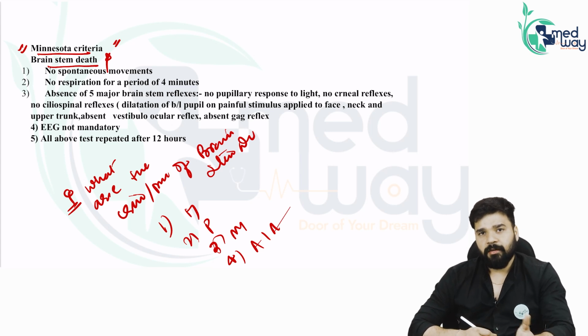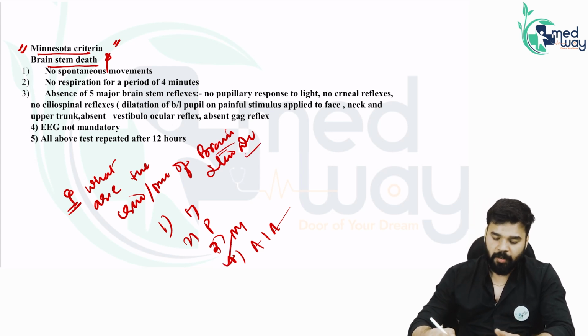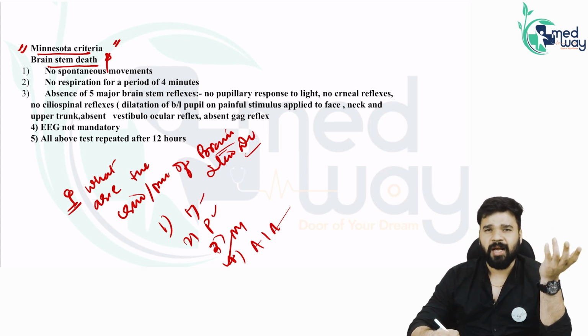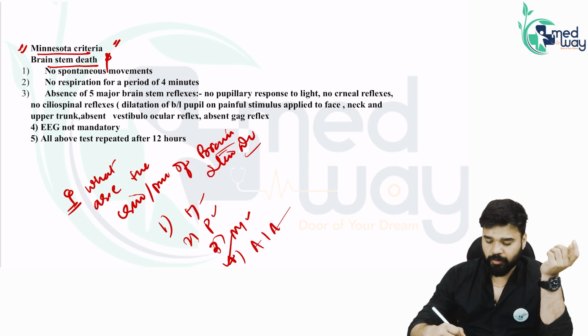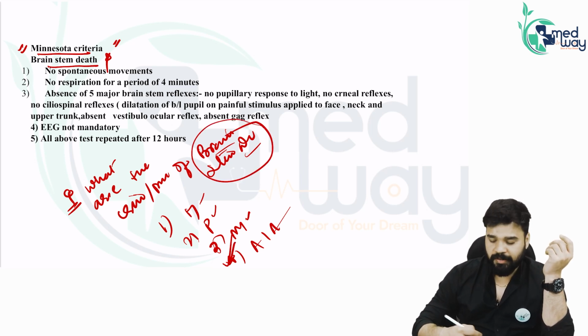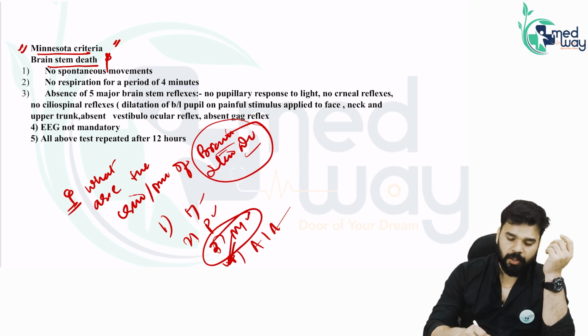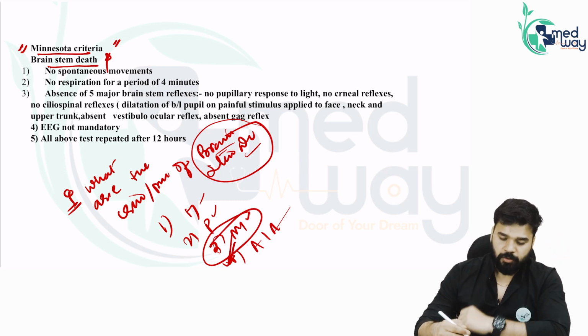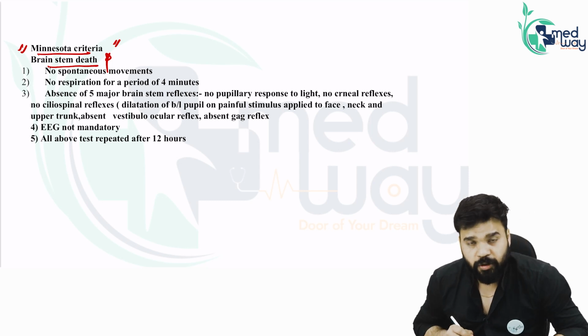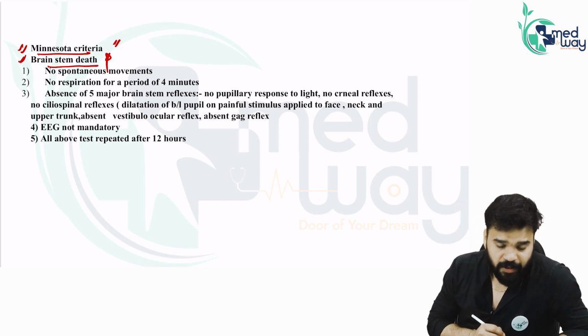Now, mostly what we will do in the panic of the exam is just tick all of the above, because we know brain dead. I have learned about Harvard's, I have learned about Philadelphia, and I have learned about this Minnesota, so the answer is all of the above. No, if they are asking you about brainstem death, the answer will be Minnesota. So, what is Minnesota criteria? It is for the brainstem death.